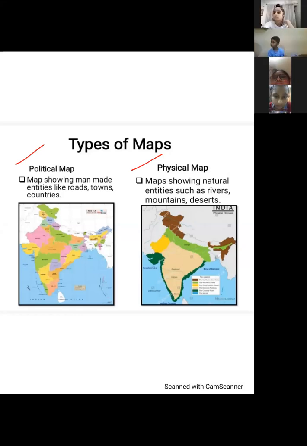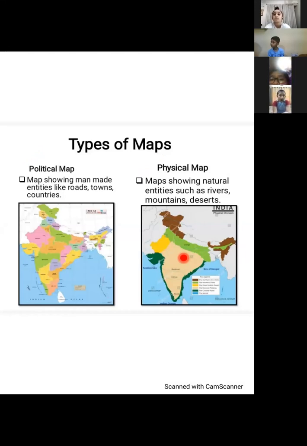For this particular one, children, you can see brown color is used to show mountains. You can see green color is shown to show the northern plains. You can see the yellow color for the desert area. You can see the bottle green color for the coastal regions, and you can see the Deccan Plateau also here. So 2 types of maps, children. I hope this is clear. 2 types of maps we have discussed, political and physical.